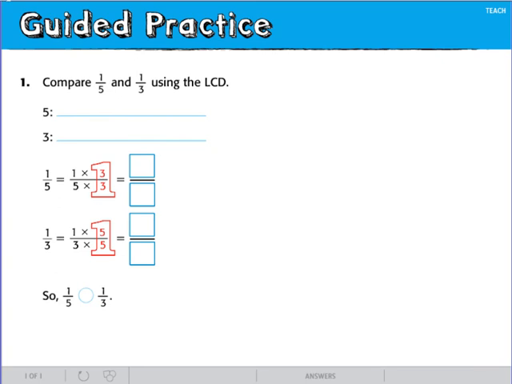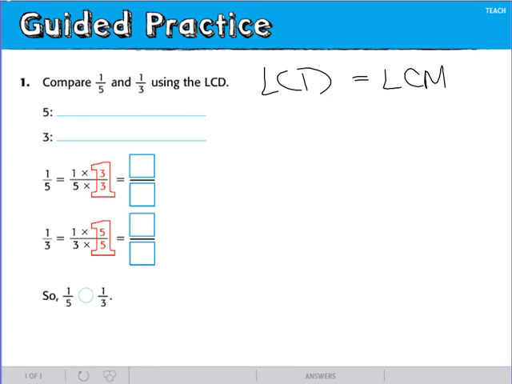Alright, so you got to practice. Before I let you go on your independent practice, we're going to compare 1/5 and 1/3 using LCD. LCD is not your TV at home. LCD is least common denominator, which is the same thing as least common multiple. They're identical. Same thing. What is the least common denominator? Yes. It is the least common multiple. Thank you. They're the same thing.